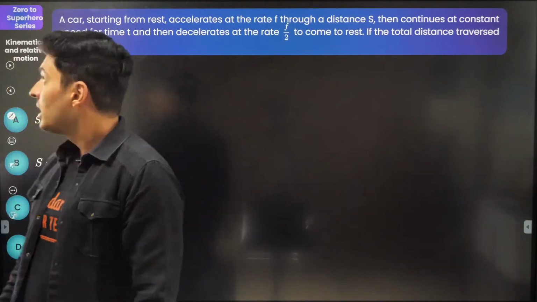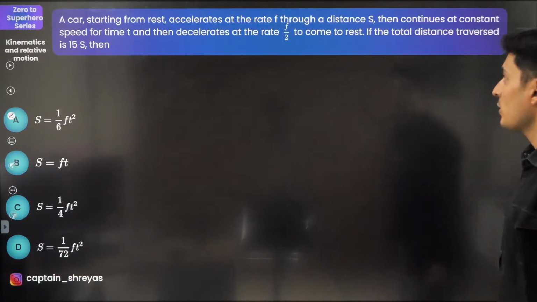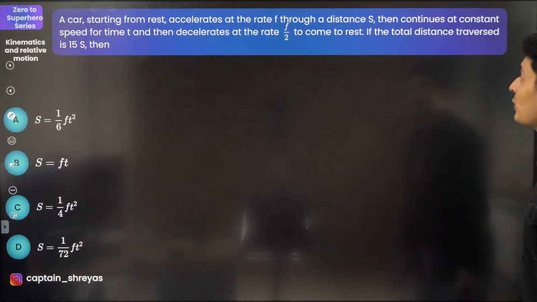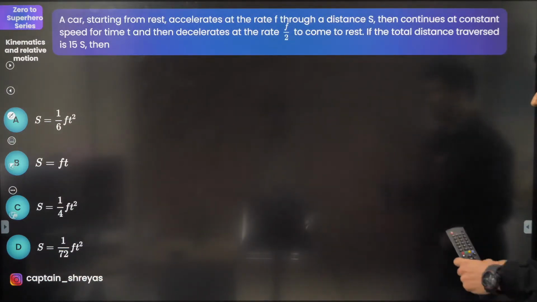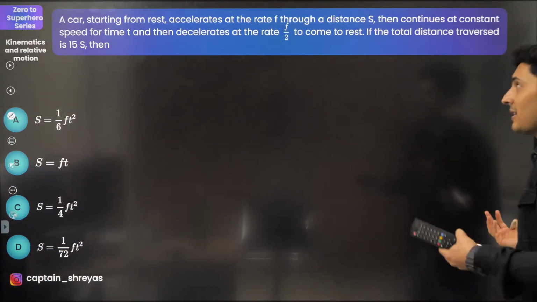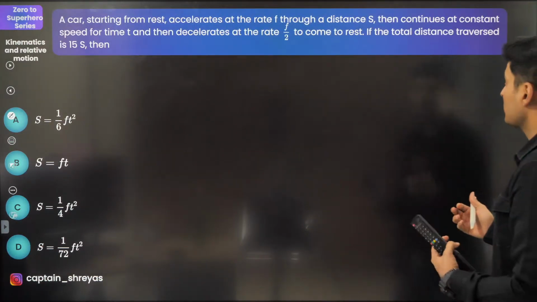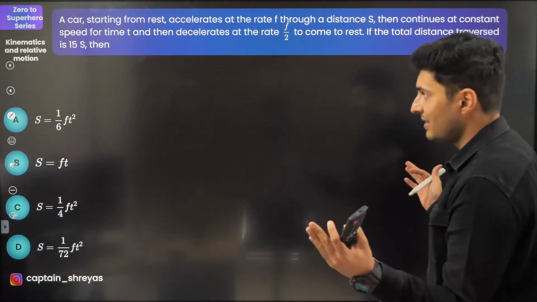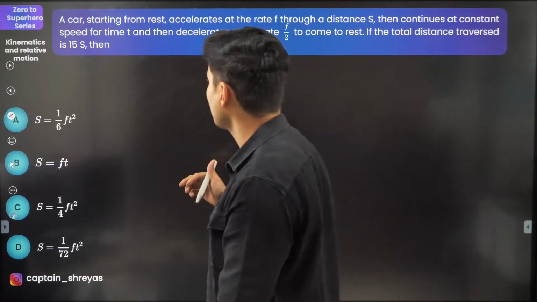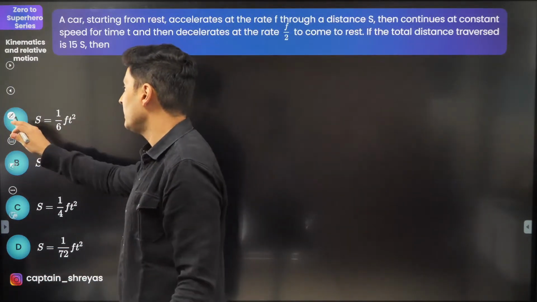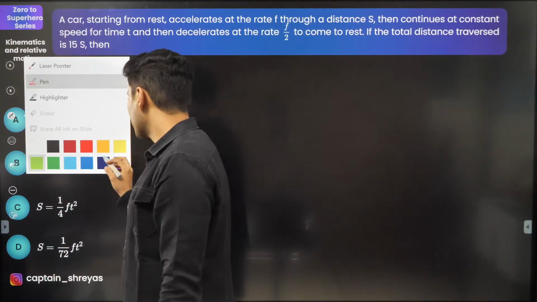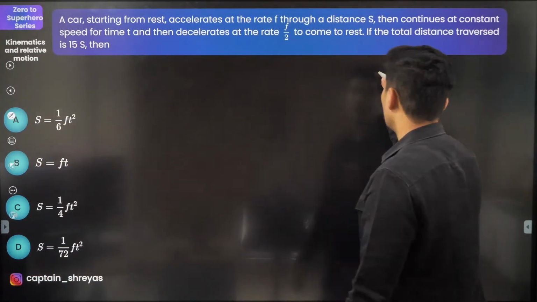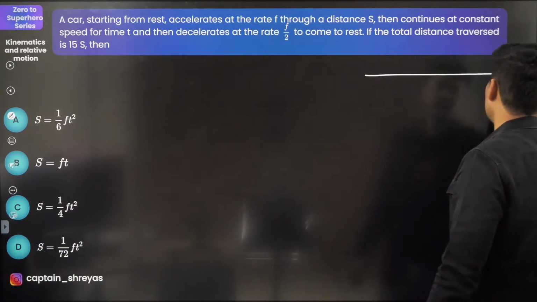First of all, what is this? A car starting from rest accelerates at the rate f through a distance s, then continues at constant speed for some time, and then decelerates at some other rate to come to rest. Total distance is 15s. S is not seconds, s is some distance. What is the relation between s and time square? Okay, let's try to draw this first. Without drawing, it might look a little difficult.